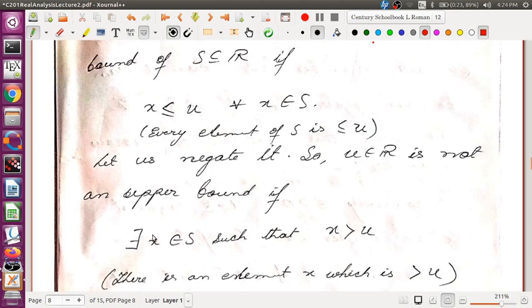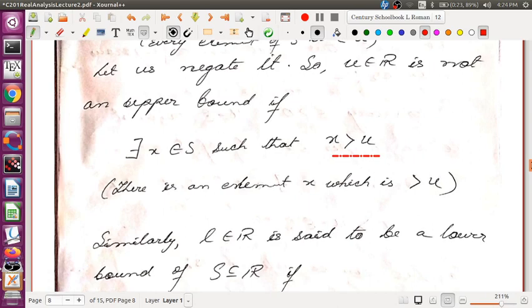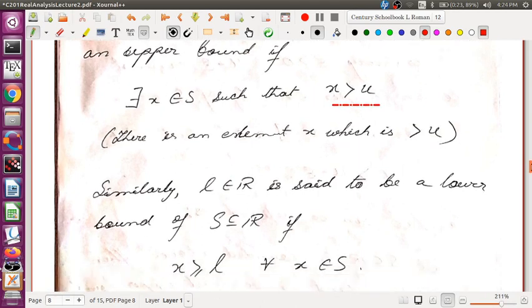U belongs to R is not an upper bound if there is one element inside S which does not satisfy this particular condition. So the negation will be there exists x belongs to S such that x is strictly greater than u. There is an element of S which is greater than u. That means u is not an upper bound. If u has to be an upper bound, then every element should be less than or equal to u. So if u is not an upper bound, that means at least there is one element which is greater than u. Okay, we need to understand this.